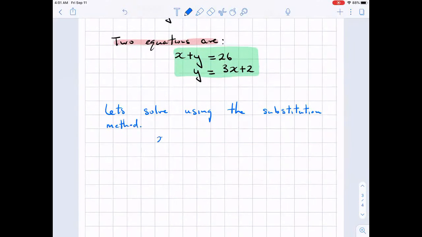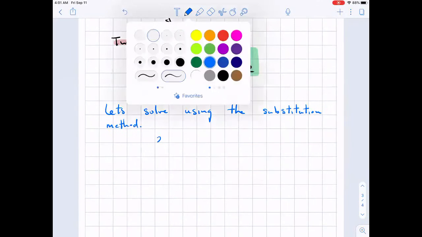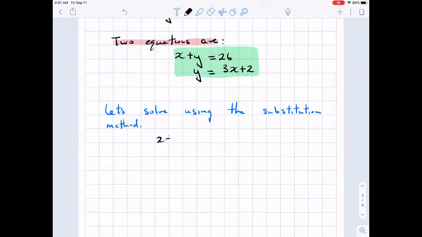So we have x plus y is equal to 26. We know y is equal to 3x plus 2. So y is 3x plus 2. What we do is take the first equation, or let's label them equation 1. Let's call this equation 2.